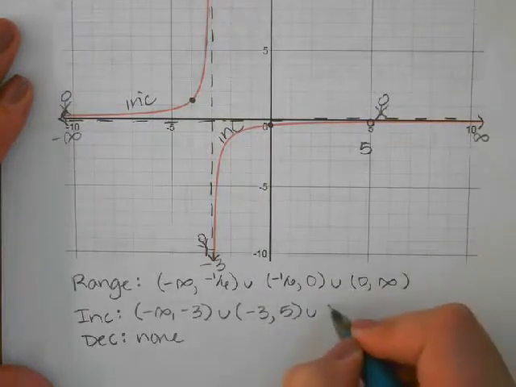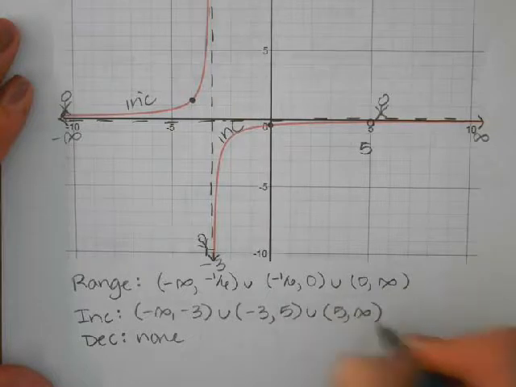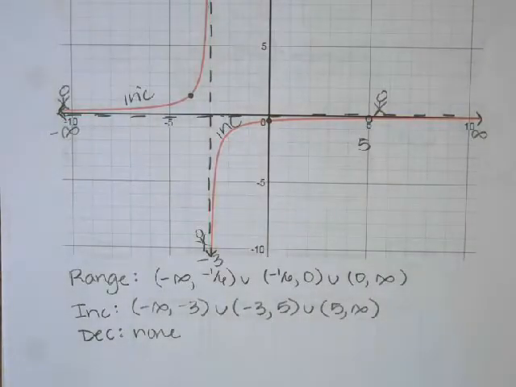Negative infinity to negative 3, then 5 to infinity. Perfect. Alright, max and min. Done.